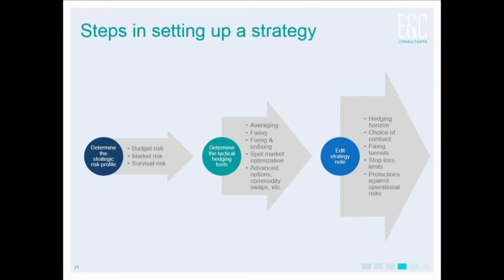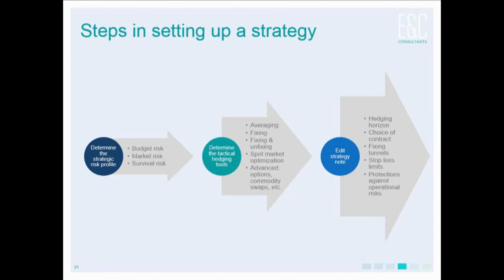In setting up an energy procurement strategy, we determine 3 important steps. The first one is very important. It comes down to determining your risk profile as a company. The second step is determining the tactical hedging tools that you will use. There are many different ways of buying energy, but you have to determine which ones are a better fit for the type of strategy that you are going to follow as a company.